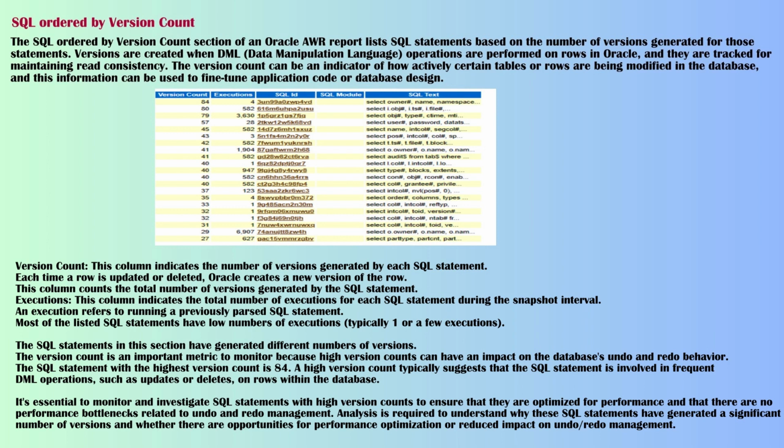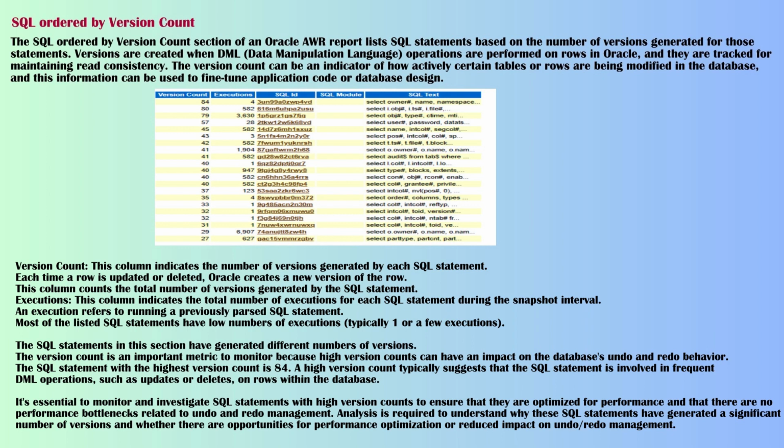Version count. This column indicates the number of versions generated by each SQL statement. Each time a row is updated or deleted, Oracle creates a new version of the row. This column counts the total number of versions generated by the SQL statement. Executions. This column indicates the total number of executions for each SQL statement during the snapshot interval. An execution refers to running a previously parsed SQL statement.